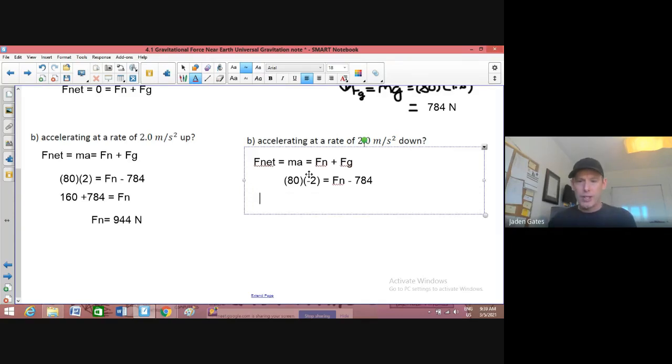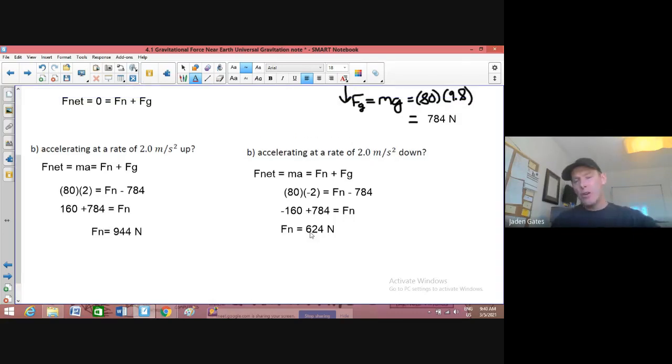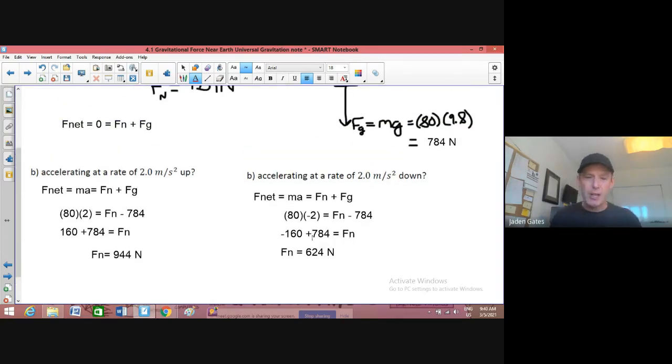This time, it's going to be a little bit different. I got minus 160 on that side. Again, I'm going to move that minus 784 over to the other side. It's going to be a plus 784, and that is going to equal our Fn, which is our scale weight. If I put those two together, this time we're going to minus 160 instead of add 160. And so we're going to weigh less. In fact, we would weigh 624 newtons. So if you weigh yourself in a moving elevator that is accelerating, which means changing speed, your weight will change, which is kind of neat. Again, if you live in a condo or an elevator, try it out.